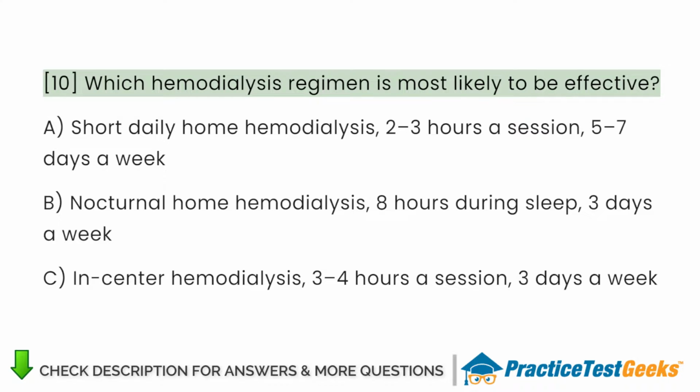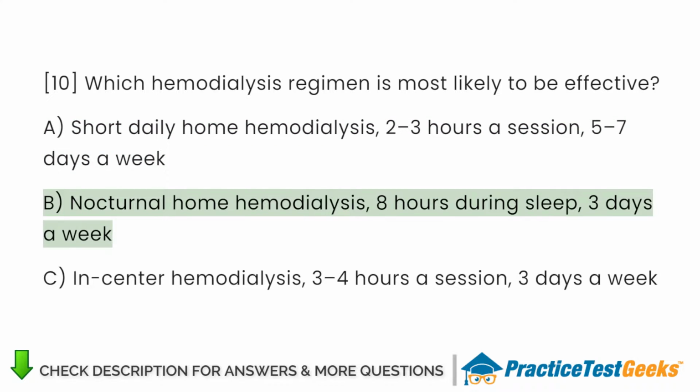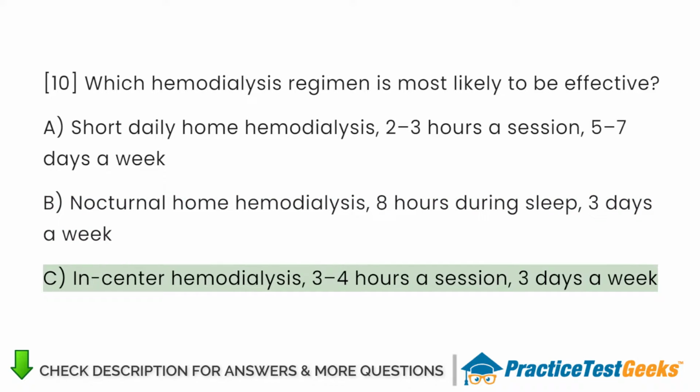Which hemodialysis regimen is most likely to be effective? A. Short daily home hemodialysis, 2-3 hours a session, 5-7 days a week. B. Nocturnal home hemodialysis, 8 hours during sleep, 3 days a week. C. In-center hemodialysis, 3-4 hours a session, 3 days a week.